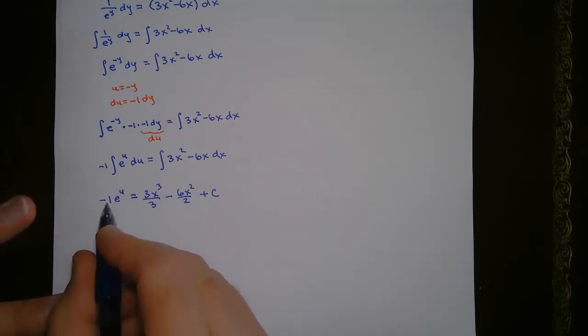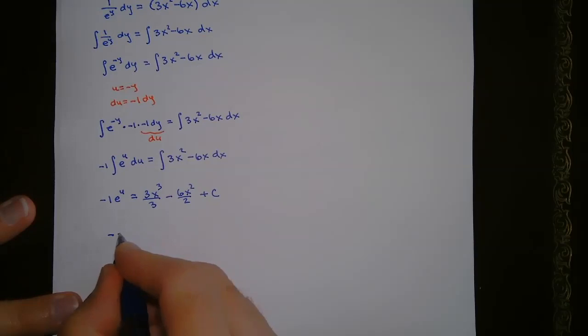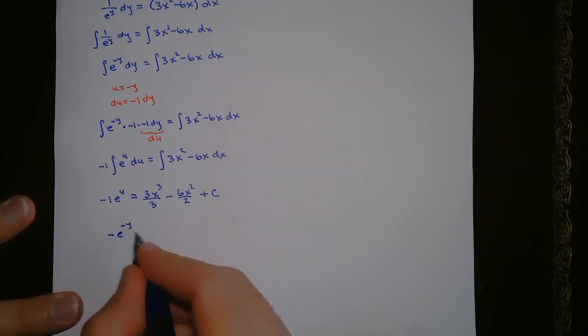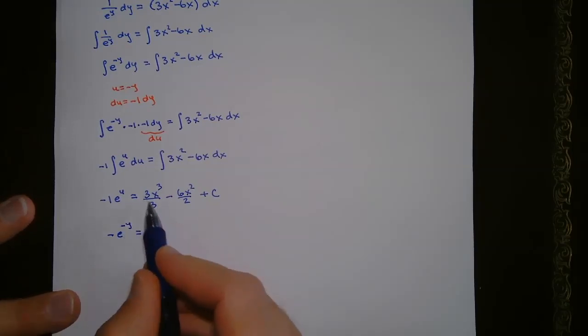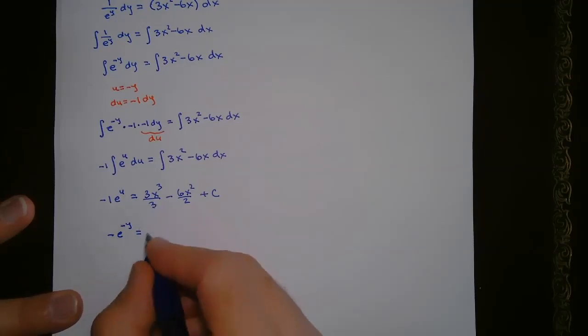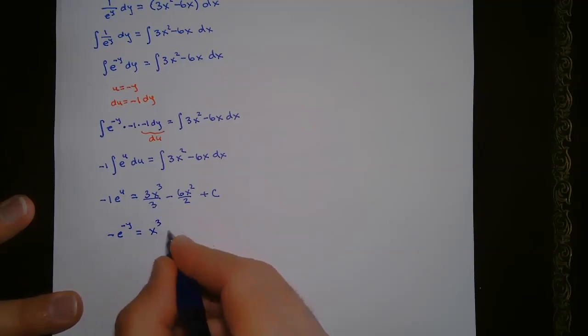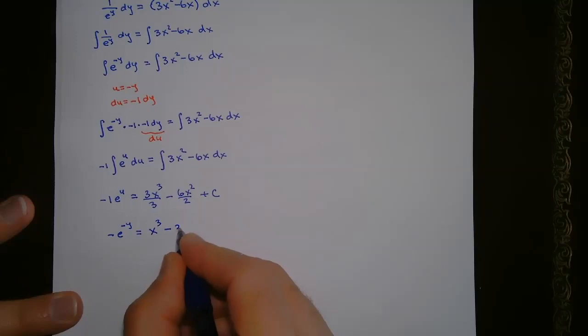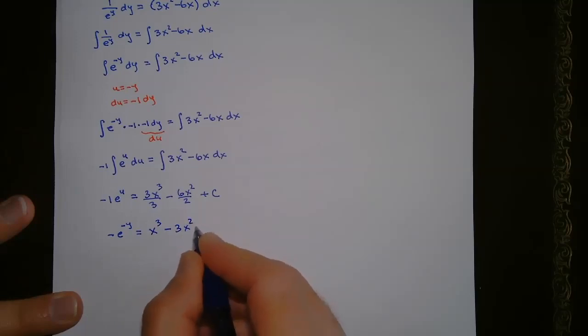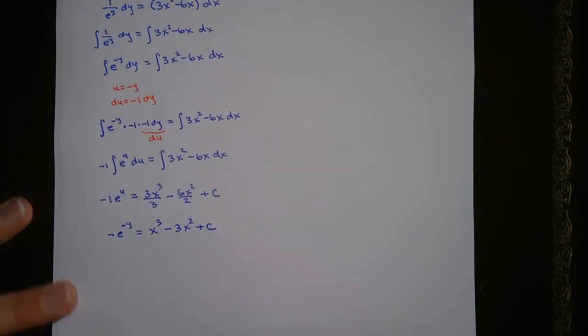So this would be -1, or just negative e to the -y is equal to, well, here your 3's cancel out. So you're left with x cubed minus 3x squared plus your c. All right, so now you could either solve for y or put in your initial conditions, okay? On this one, I'm gonna put in my initial conditions.